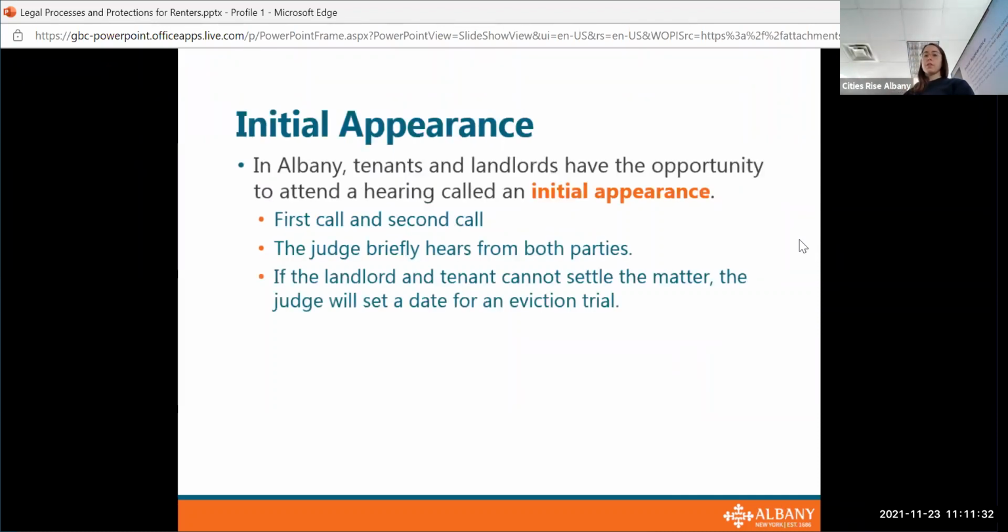The first court appearance in the city of Albany is called an initial appearance. One feature that's unique to our city court in Albany is that these appearances actually have a first call and a second call. So let's say that there's an eviction case and the initial hearing is set for today at 10 a.m. The judge would go for first call at 10 a.m.